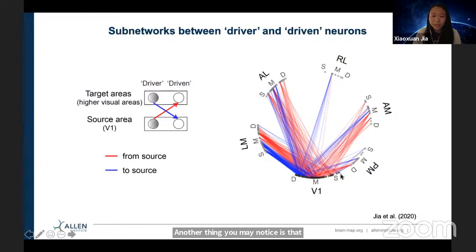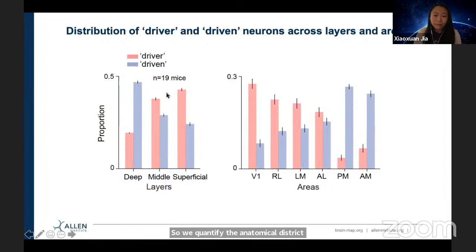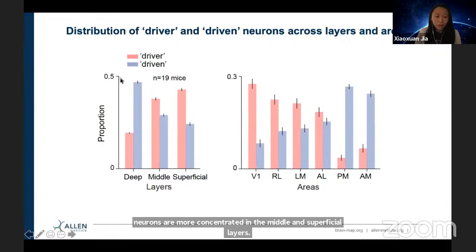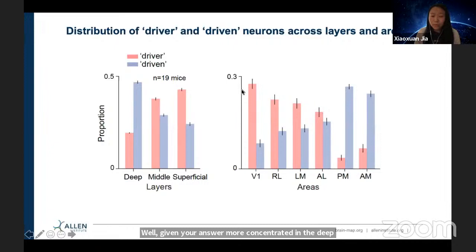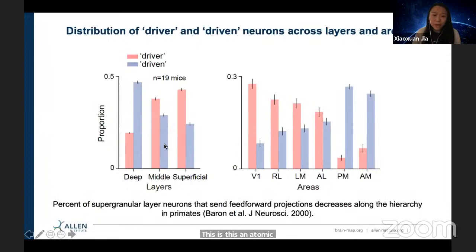So we quantified the anatomical distribution of driver and driven neurons across layers and areas. We found driver neurons are more concentrated in the middle and superficial layers, while driven neurons are more concentrated in the deep layers. Impressively, we found the proportion of driver neurons gradually decreased along the anatomical hierarchy. This anatomical distribution is consistent with a previous finding in primates, which showed the percentage of supragranular neurons that send feedforward projections gradually decreases along the hierarchy.